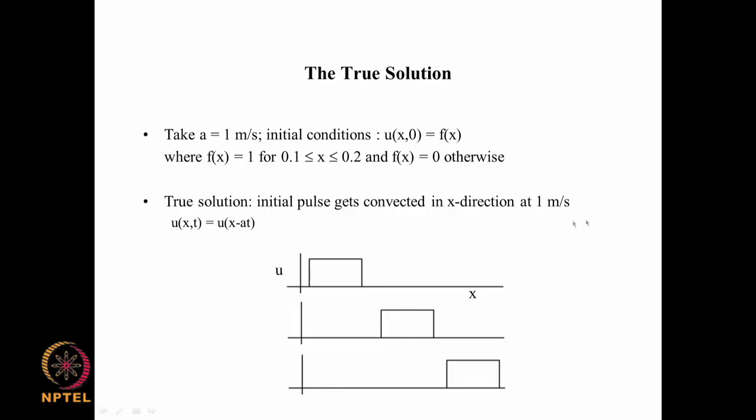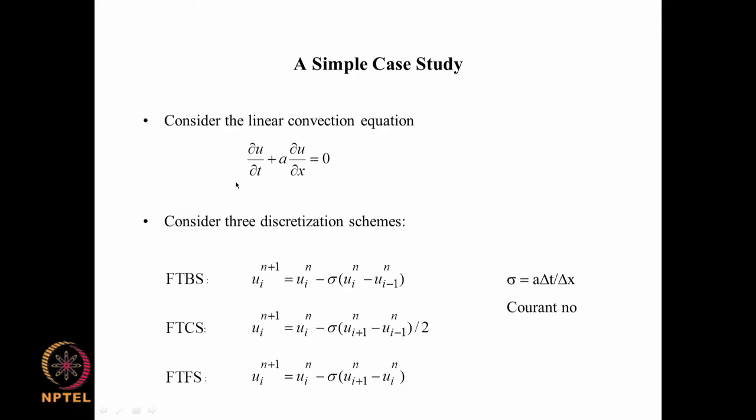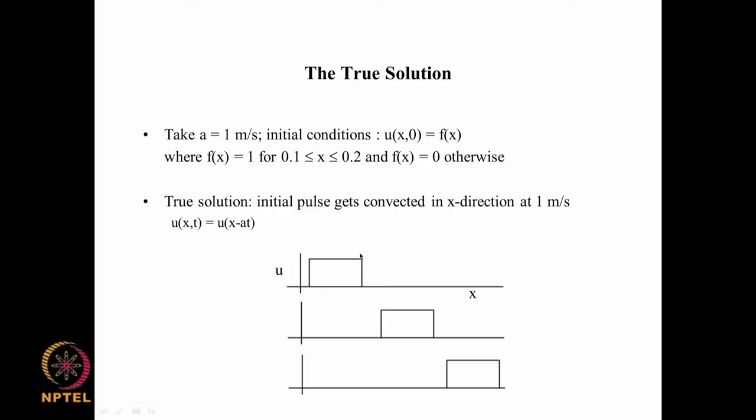So you can actually verify that by substituting a solution like this, that is u of x, t equal to u of x minus a t, is a solution for this partial differential equation. Okay. So that means that if you have an initial pulse like this, it is travelling in the x direction at a speed of 1 meter per second. So after say 1 second it would have traversed 1 meter here, and after 1.5 seconds the center of this would have moved by 1.5 meters. Otherwise the shape would be the same. If you had initially a triangular pulse like this, it would remain triangular here.